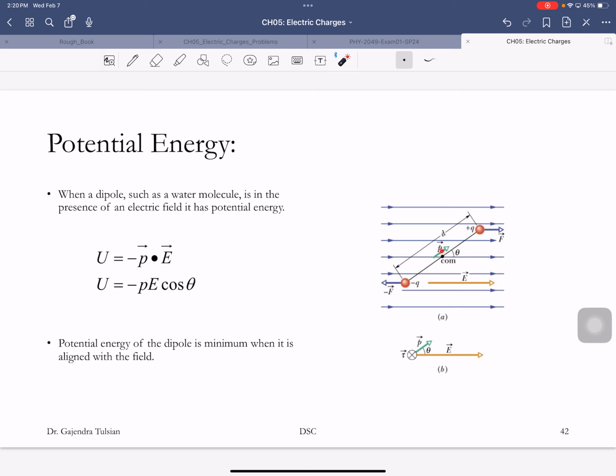If the electric field is like that, the dipole has maximum potential energy in this configuration, and it has minimum potential energy in this configuration. So when P dot E is positive, the potential energy is minimum. When P dot E is negative, potential energy is maximum. When this is negative, negative, negative will give you positive.